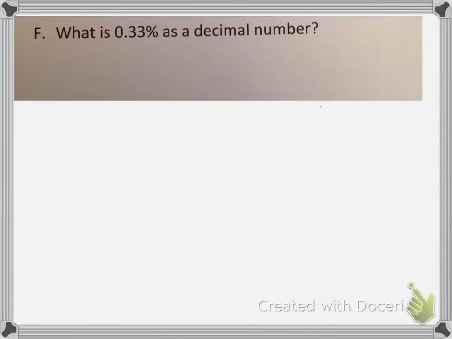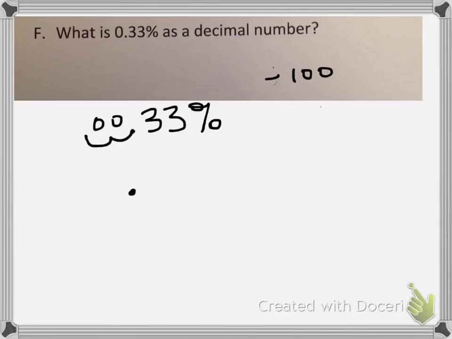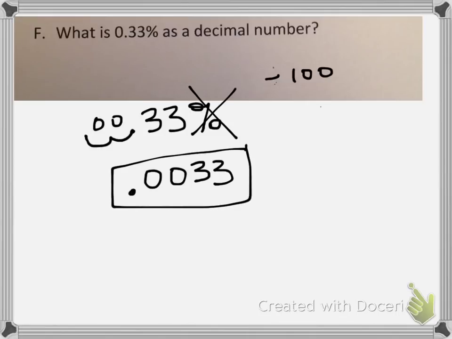Example F. What is 0.33% as a decimal number? So again, I'm going to rewrite 0.33%. I'm looking for a decimal number, converting from a percent to a decimal, so I'm dividing by 100, okay? And when I divide by 100, I'm moving that decimal 2 times to the left. So my final answer would be 0.0033, and I've got to get rid of that percent sign. So there's my final answer.